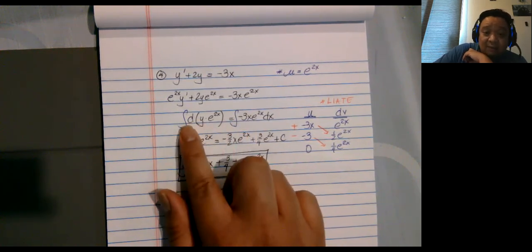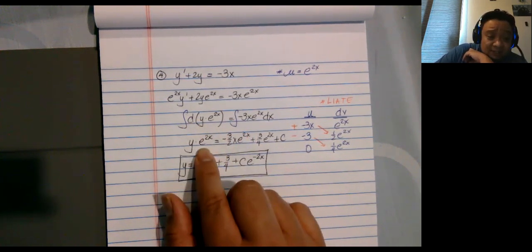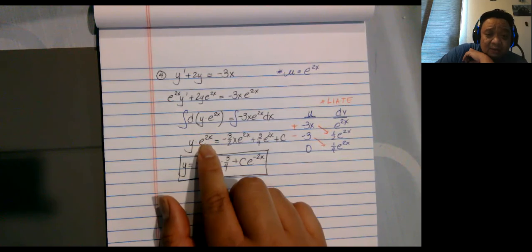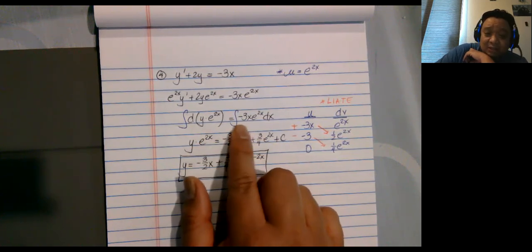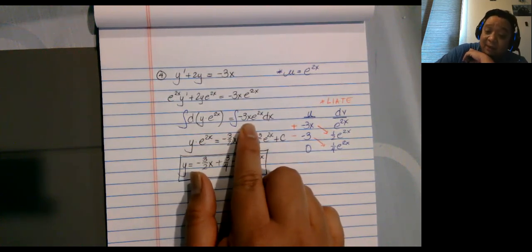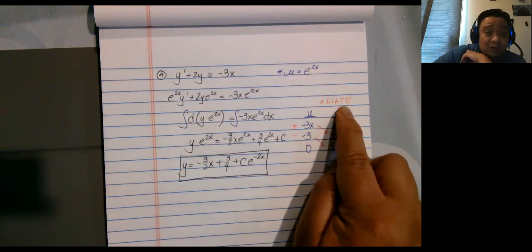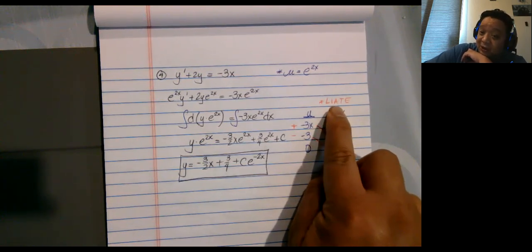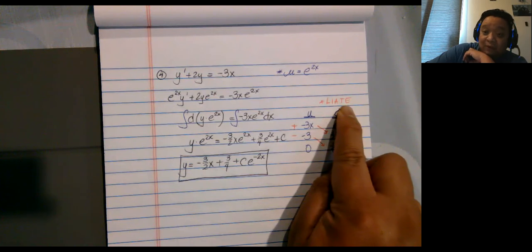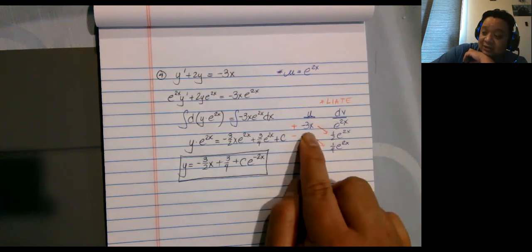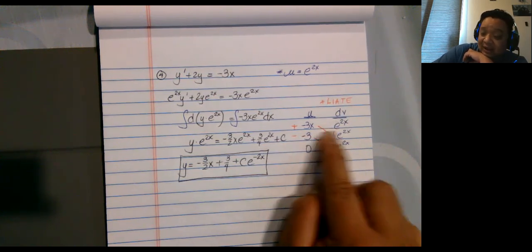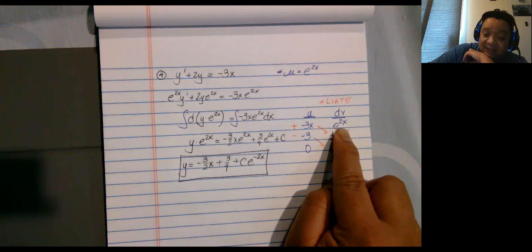And then now integrating both sides. The left side is the simple side. So in this case, it's y times e to the 2x. But this one will require integrating by parts. And so this is typically the hierarchy for which one is your u. So algebra functions go before exponential functions. So that is why u is negative 3x. And then dv is e to the 2x.